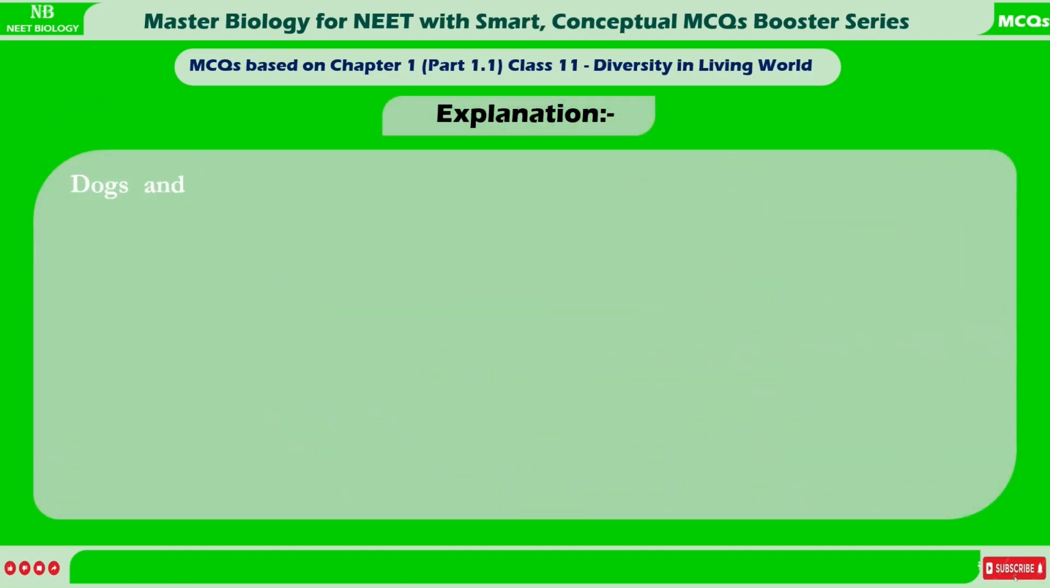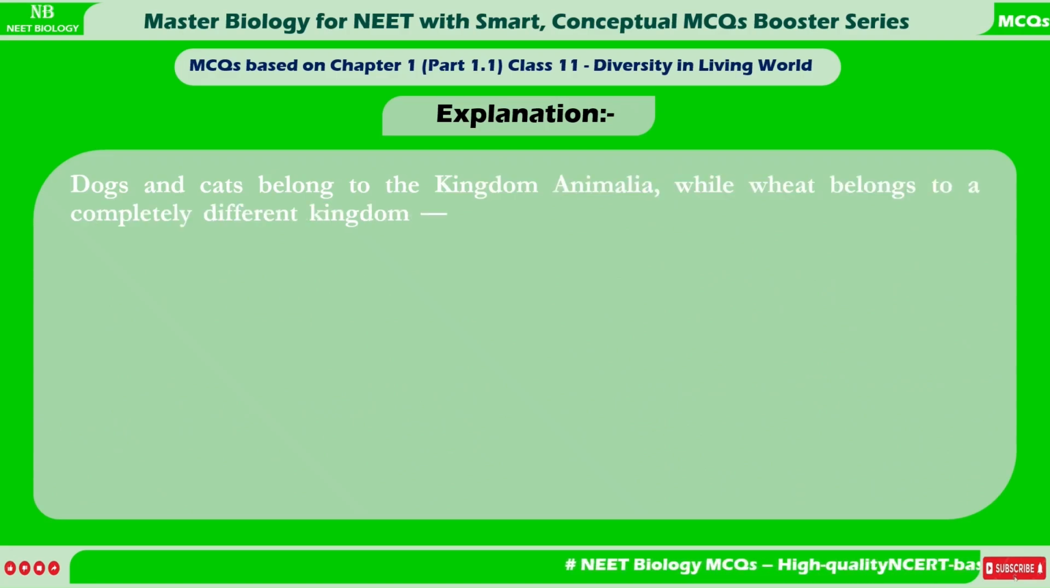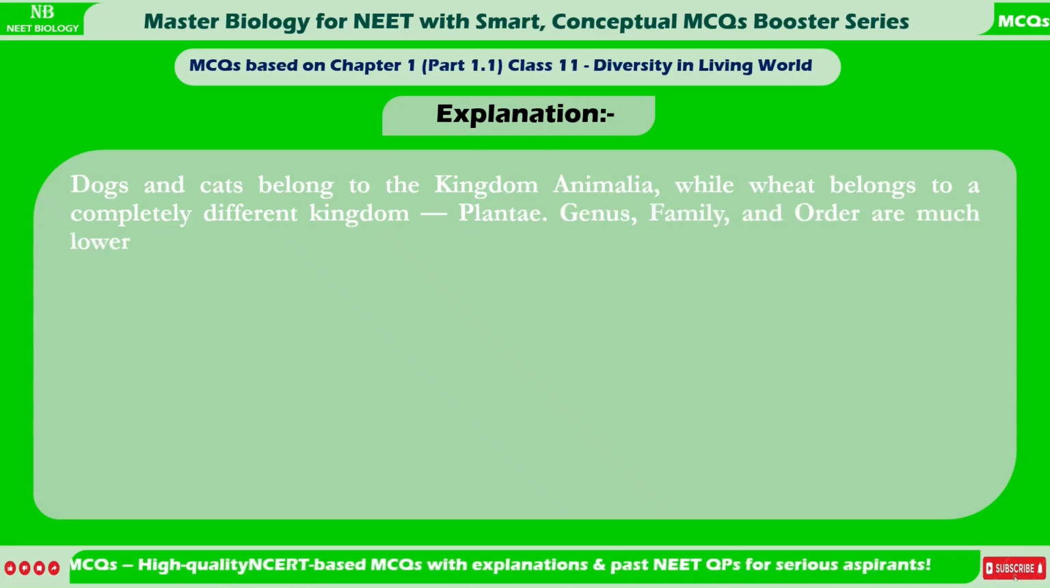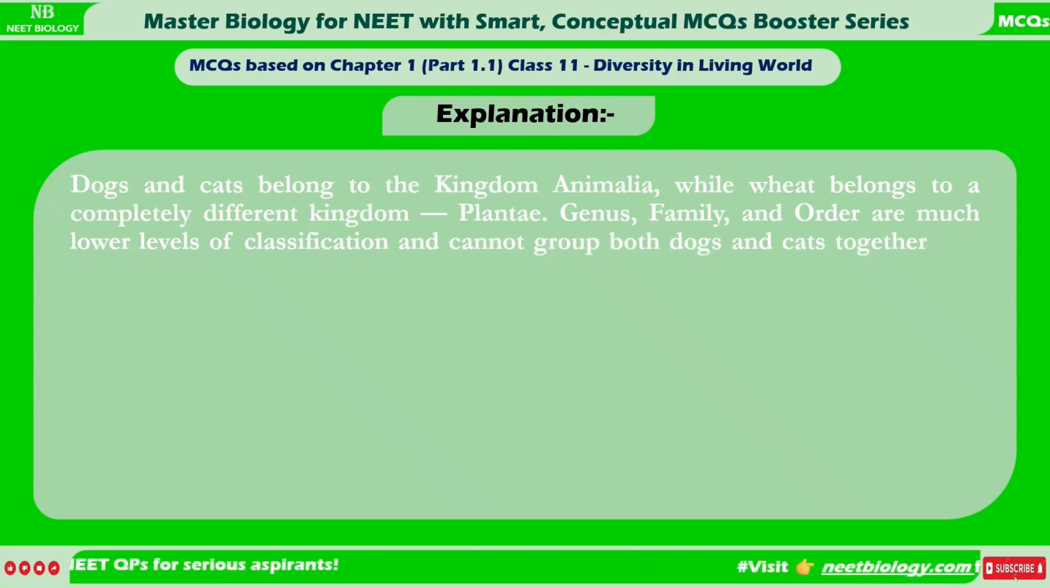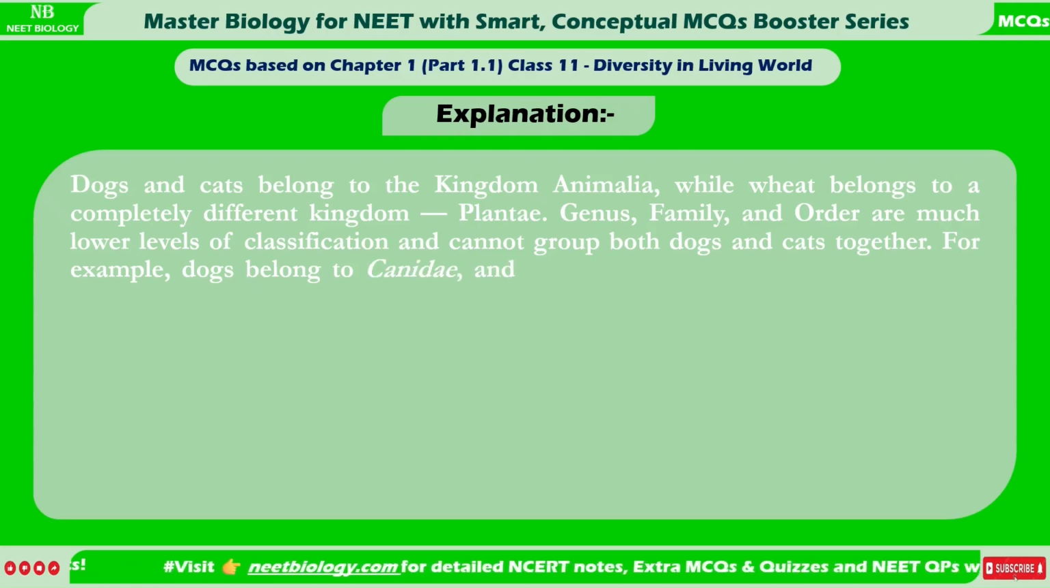Explanation: dogs and cats belong to the kingdom Animalia, while wheat belongs to a completely different kingdom, Plantae. Genus, family, and order are much lower levels of classification and cannot group both dogs and cats together. For example, dogs belong to Canidae and cats to Felidae, so they don't share the same family or order.